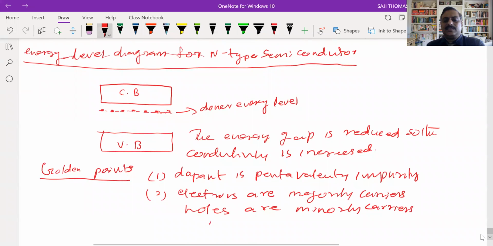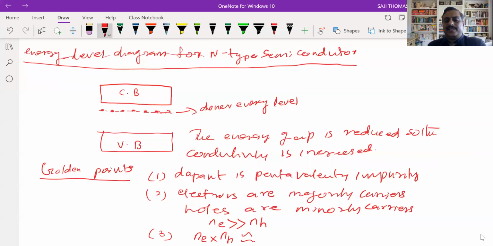Third point is, if you multiply Ne into NH, it will be nearly equal to Ni square. What is this Ni square? Ni is known as intrinsic carrier concentration.